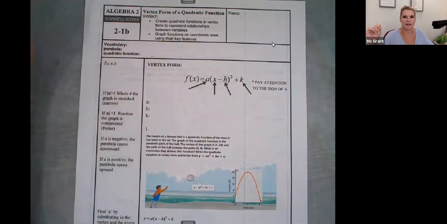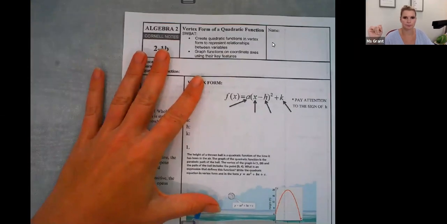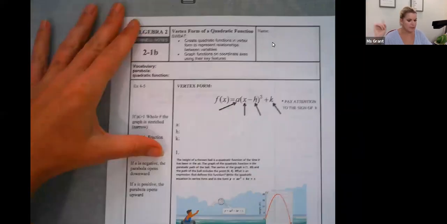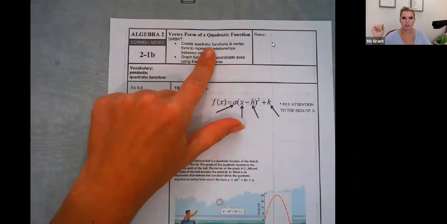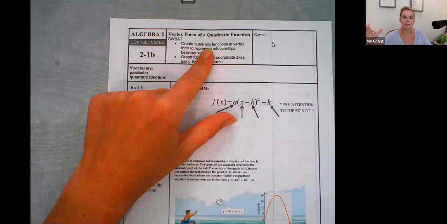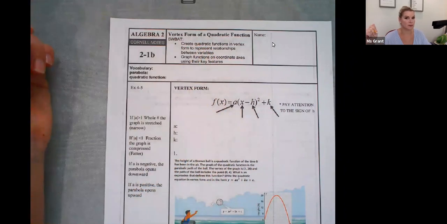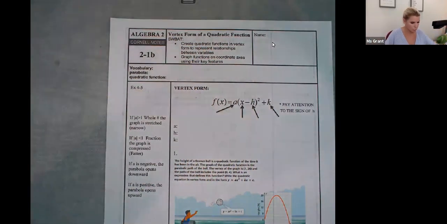This is the video for chapter 2, lesson 1, day 2. So we've got vertex form of a quadratic function. And today we're just delving a little bit deeper. We're going to do some word problems and talk about standard form and what that looks like.